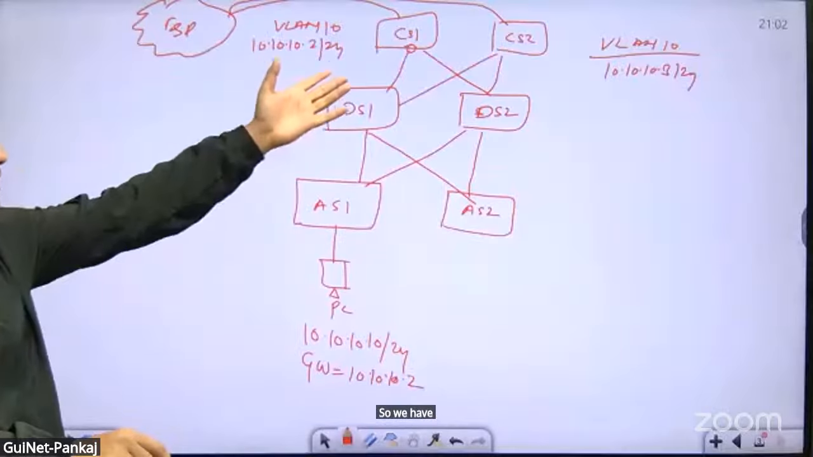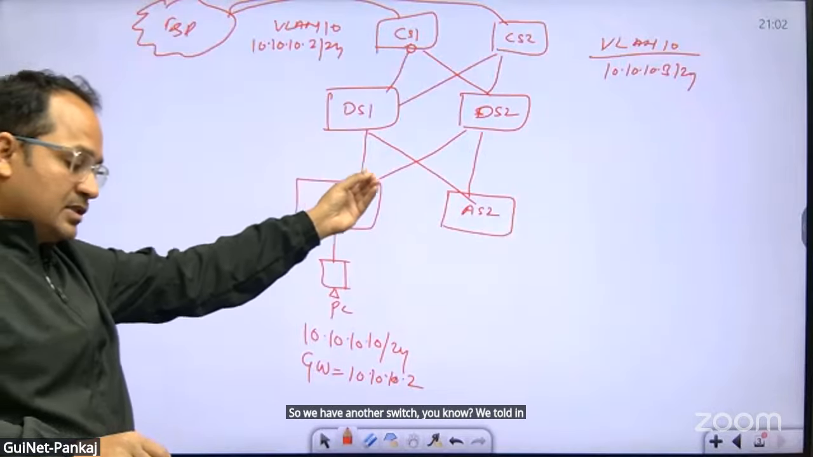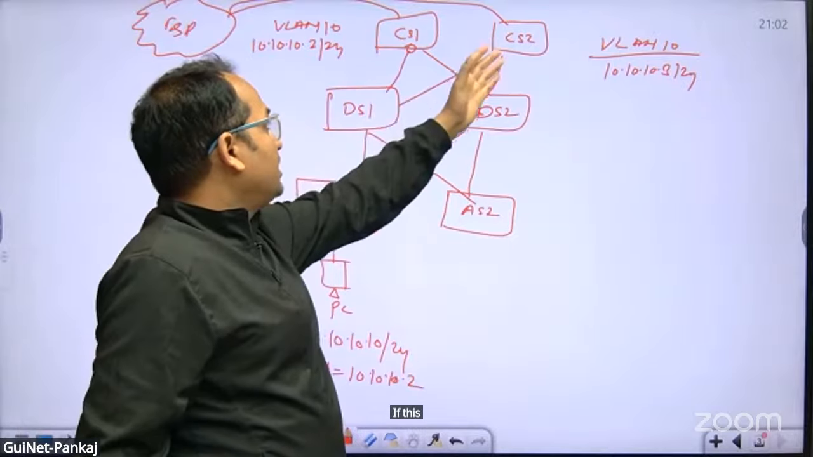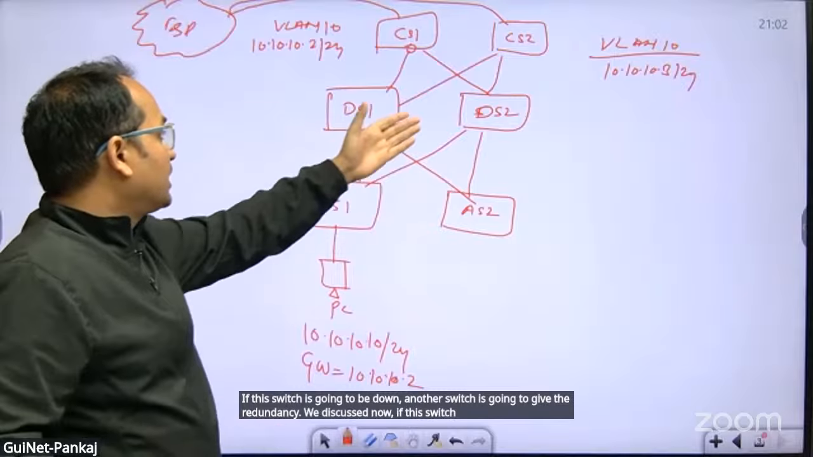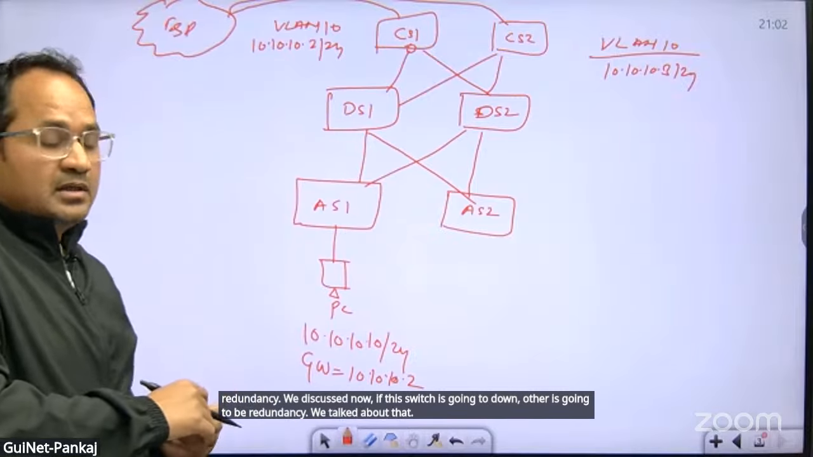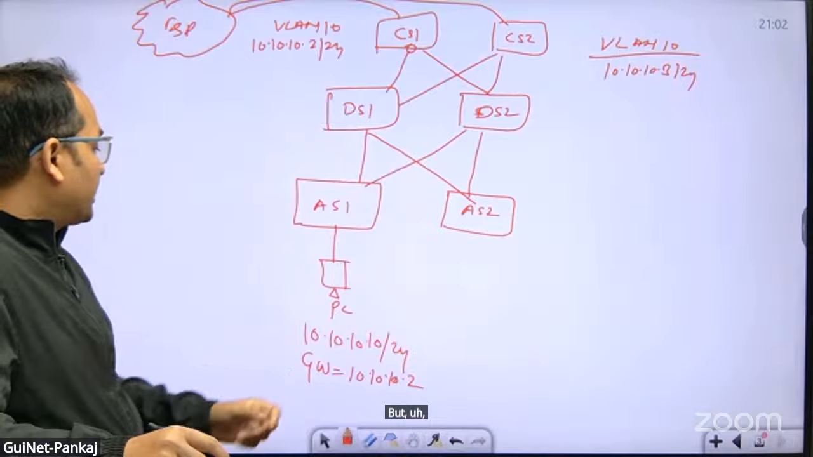So we have another switch, no? We told in the previous discussion, if this switch is going to be down, another switch is going to give the redundancy. We discussed, no? We talked about that. But how is it going to impact this client? But here what will happen is, if there are multiple PCs, then we will have to manually go and change the gateway on all of them. Yes. Okay, that's the point, right?